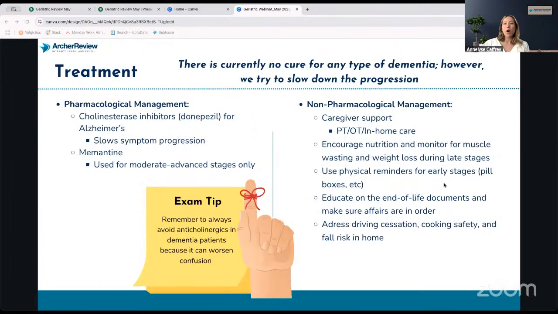We also want to make sure that we're educating about end of life documents, because we know this is something that's going to get worse. So then as providers, while they're still functioning, they're still with it, we want them making decisions about how they want their end of life care to take place. So we want to talk about that stuff early on and then address all those safety things like driving, eating, cooking safety, fall risks. All of that needs to be done at earlier appointments rather than later.